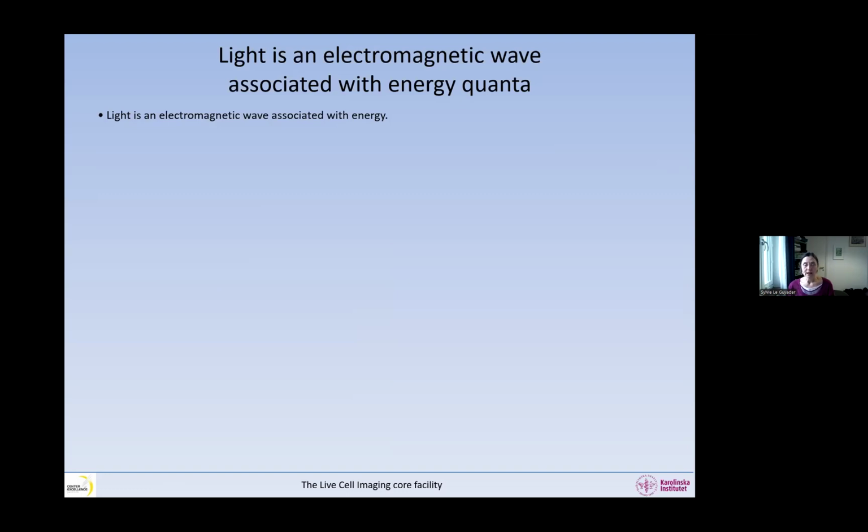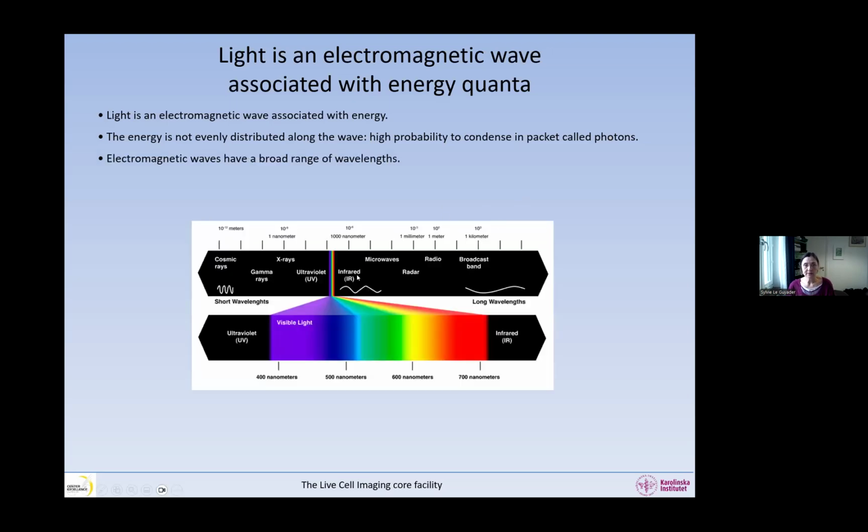And there's also energy associated with light. So light is an electromagnetic wave, which is associated with energy. But the energy is not evenly distributed everywhere. So there's a certain probability that the energy is going to be more in some places than others. And these places are actually called photons. So at some places where the energy is concentrated, then it's a photon. And you can see here a very broad range of electromagnetic waves.